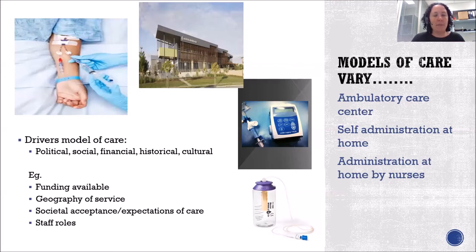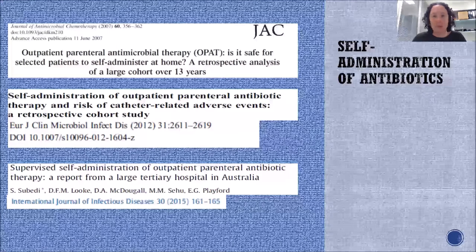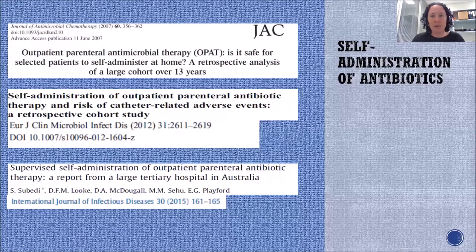And so this, I guess, in practical terms, will affect the geography of your service, the funding you have available, the expectations the patients have of your care, and also the staff roles. And I know in the UK, and I'll be interested in Mark's comments on this, I think they have more nurse practitioners and certainly expanded pharmacy roles than we do in the Australian setting. So in terms of the models of care, I wanted to focus on three things. The first of which is the self-administration of antibiotics. This is a question we often get to our service. We have a large self-administration cohort, and I think there is literature to support its safety.